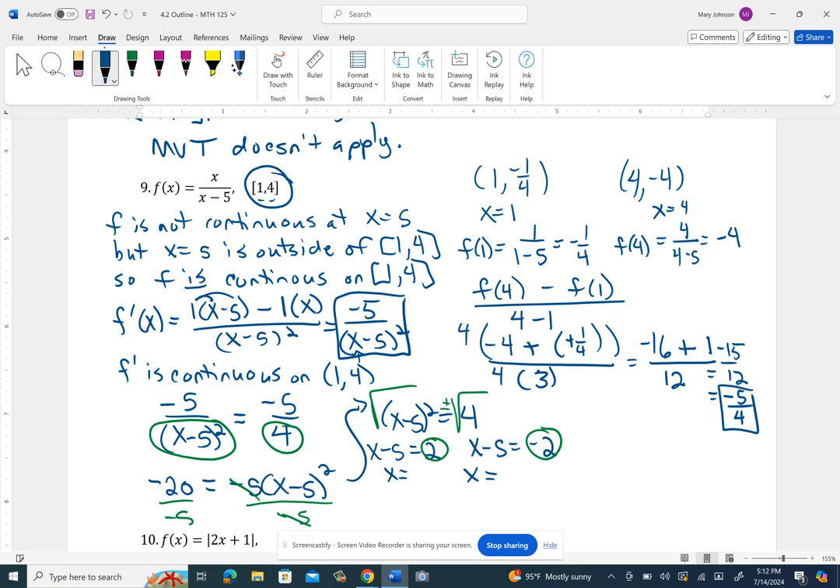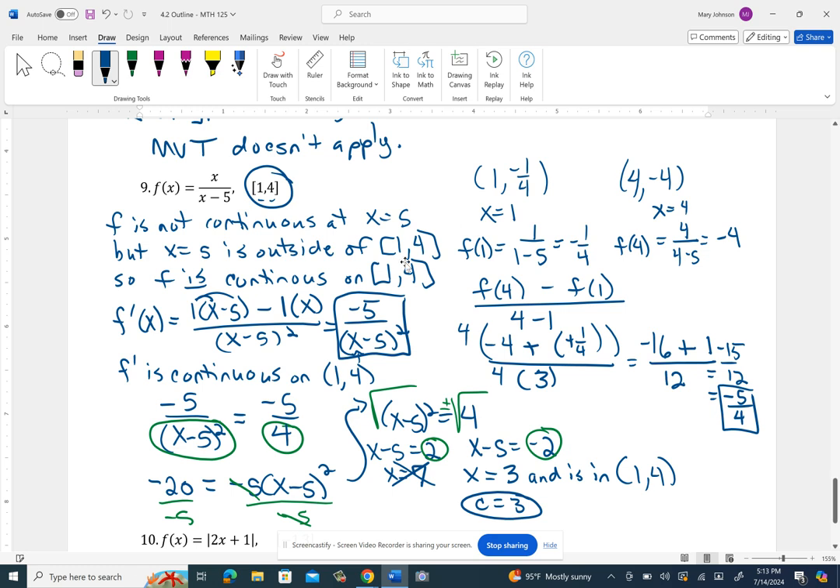All right, if I add 5, I'd get 7. Here, if I add 5, I'd get 3. Now, 7 is not the C value that is guaranteed by the mean value theorem. It's outside of the interval. But 3 is inside the interval. So C would be 3. Okay. And I think it has to be inside the open interval, okay, which it is. So C would be 3.